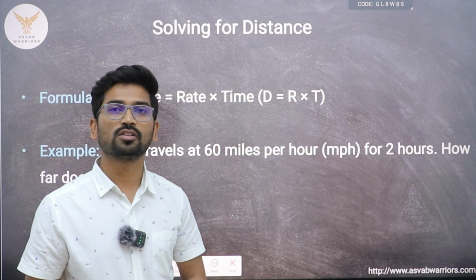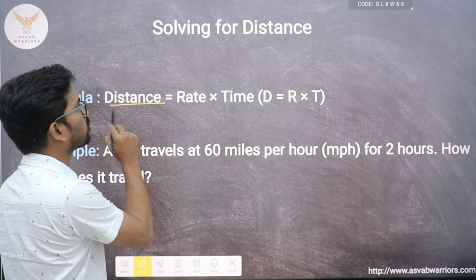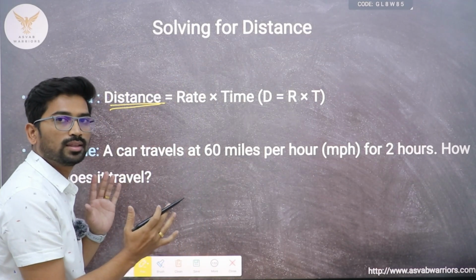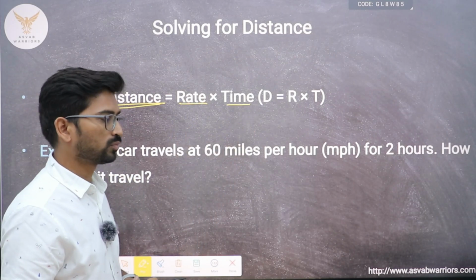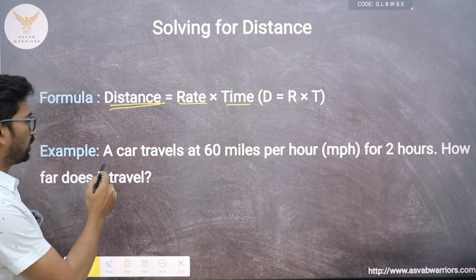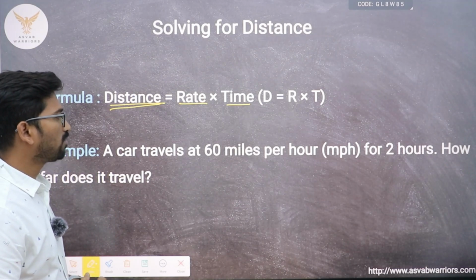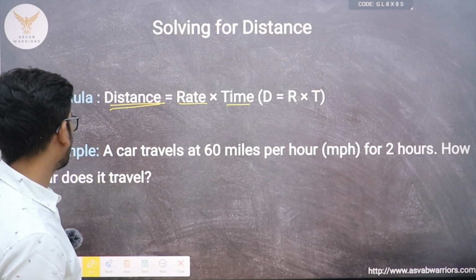Now first we will see the formula for calculating the distance. We will be solving for distance in this part of the video when the rate and the time is given. Now let us take an example and we will try to solve it. The example is a car travels at 60 miles per hour for 2 hours. How far does it travel?